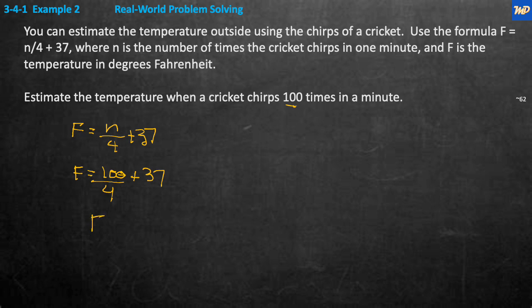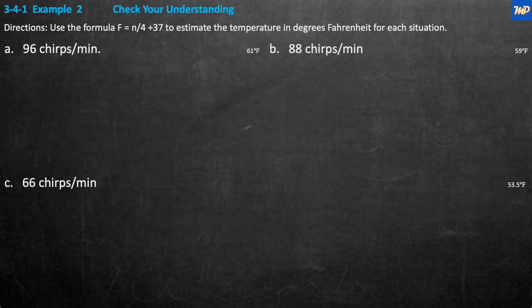That F is going to be equal to 25, 100 divided by 4, plus 37, and 25 plus 37 is what? We're going to have 50 and 12. So it's going to be 62 degrees Fahrenheit, approximately. Because it's not going to be an exact science. But there it is, 62. There you see how we substituted in.